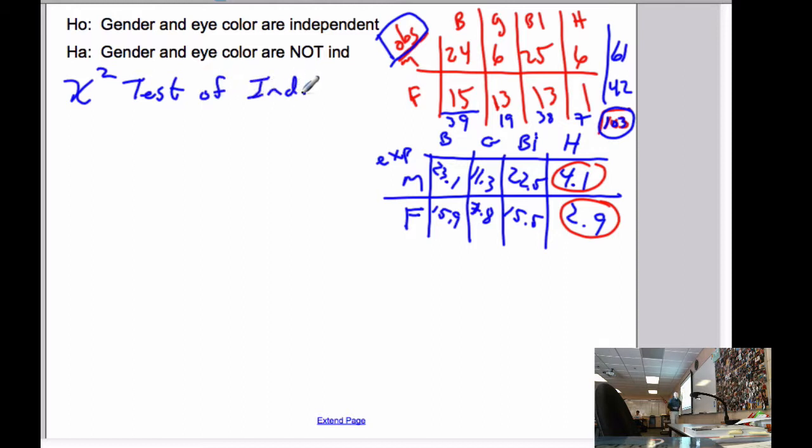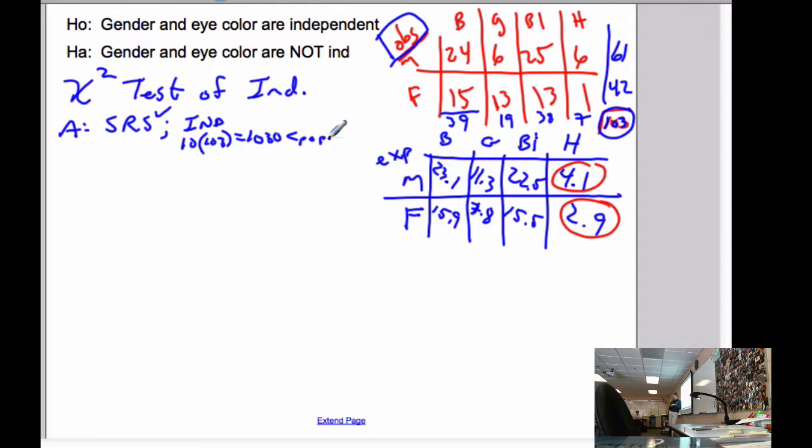So we name it. What comes next? We just go right down the plan: state, plan, do, conclude. Then the assumptions. Simple random sample, let's assume we're good there. Independence: there was no replacement, so I have to test. Let's check. 10 times 103 is 1,030. Is that less than the population of RHS students? Yeah, so we're okay there. So independence is good to go.